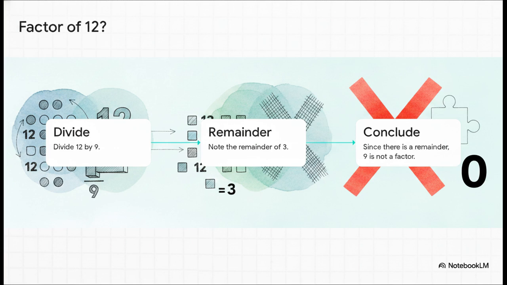Let's test this out. Is 9 a factor of 12? Step 1, we divide 12 by 9. Step 2, we note that 9 goes into 12 exactly 1 time, but we're left with a remainder of 3. Step 3, because there is a remainder, we can logically conclude that 9 is simply not a factor of 12. If it were a true factor, it would slide in perfectly with a remainder of exactly 0. It's a completely foolproof check.